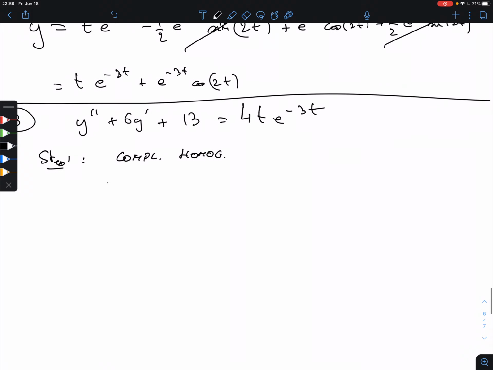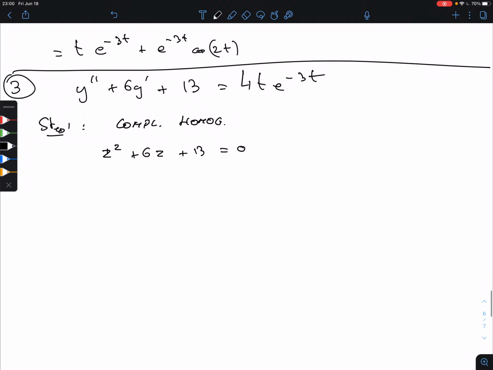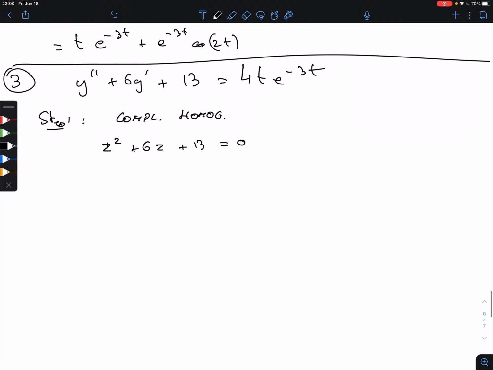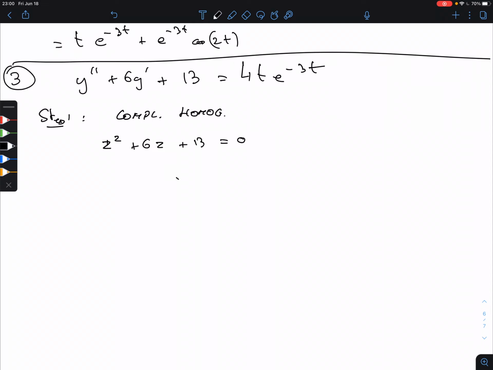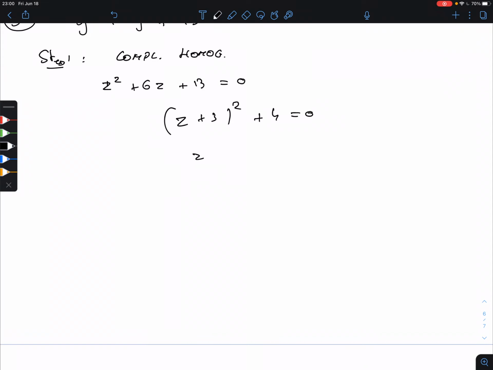The complementary homogeneous equation, let's write it with z's, is z squared plus 6z plus 13 equals 0. Now we can use the quadratic formula, but come on guys, we did this already, we know how it looks. From this it's easy to see what the roots are. (z plus 3) squared is equal to negative 4. Take the radical of both sides, z plus 3 is plus or minus. The minus becomes an i, and the radical of 4 is 2.